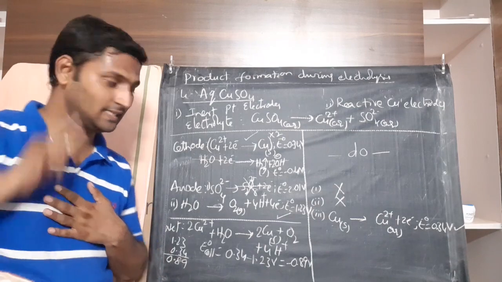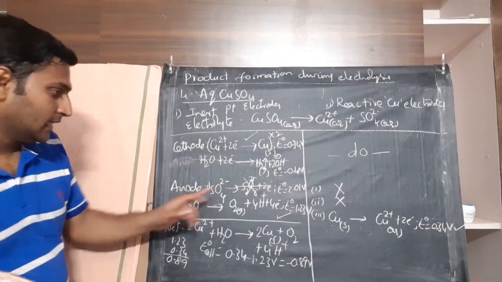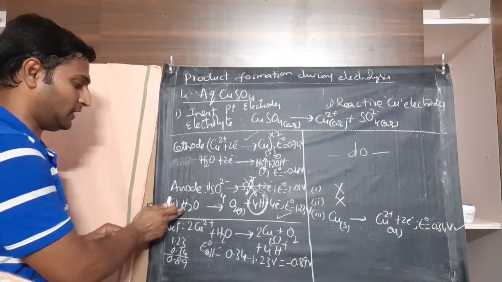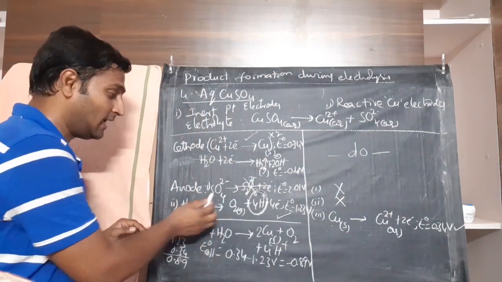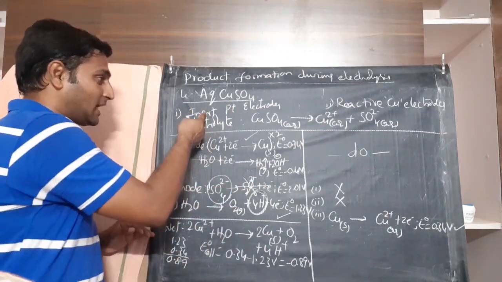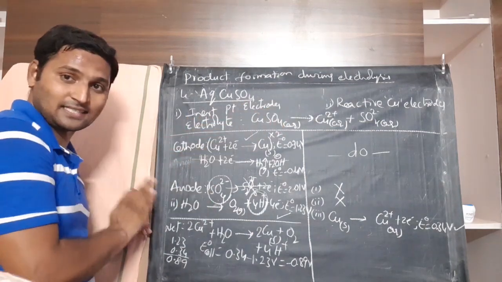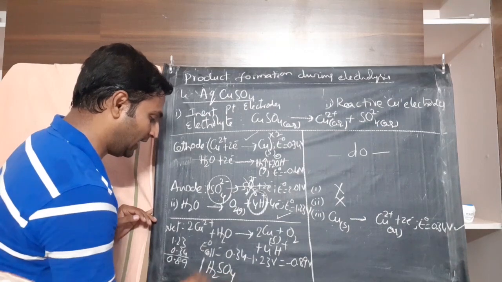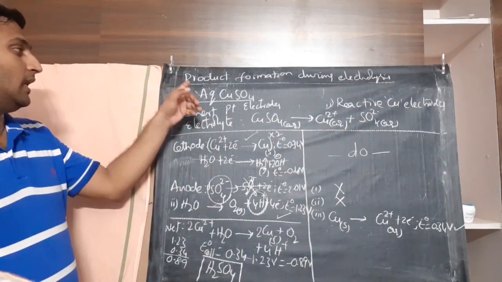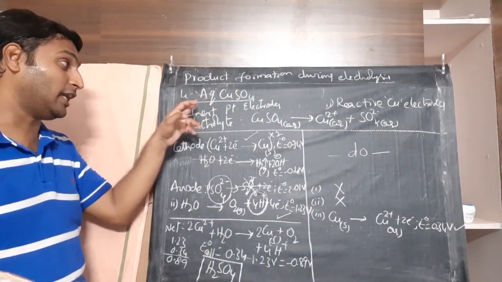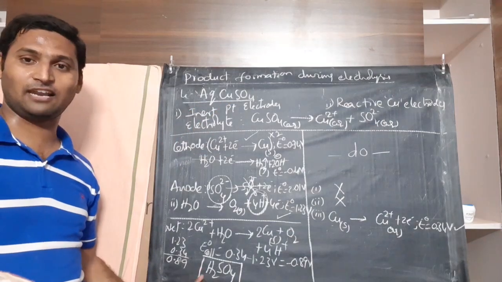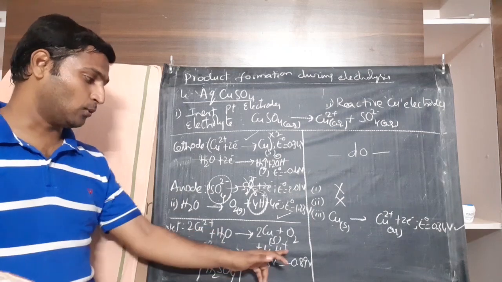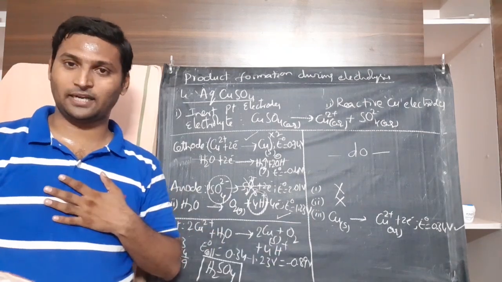And you can notice the H+ ions are the byproduct in case of anodic oxidation, and sulfate ions which were coming from the electrolyte are remaining as such. So the byproduct you get during electrolysis of aqueous copper sulfate using platinum electrodes is sulfuric acid. So sulfuric acid is produced as a byproduct and the voltage is minus 0.89 volts.